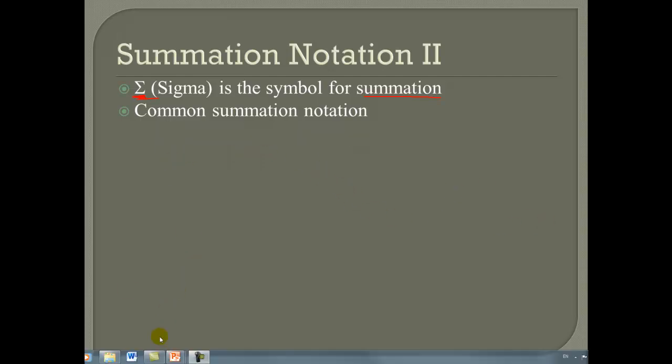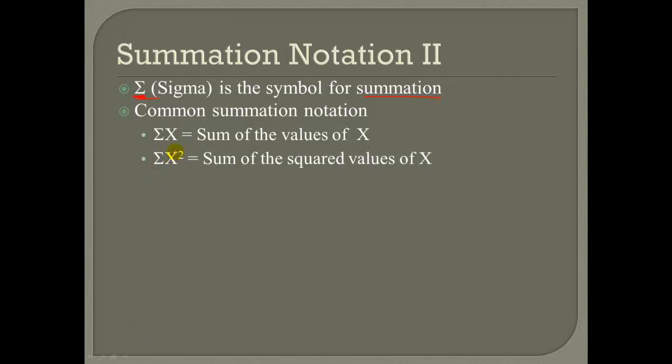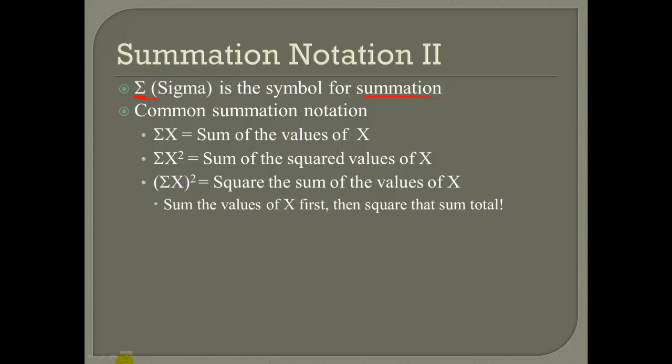Now I'll cover some examples here later on, but for now, let's just go over this. Okay, so what would this mean? This would essentially say the sum of x, sum of the value of x, which would be our variable here. If we saw the sum of x squared, essentially saying sum of the squared values of x. Well, if we saw it this way, this would essentially mean that we square the sum of the values of x. So we do what's in the parentheses first, and then we square. We'll go over order of operations here in a few minutes.